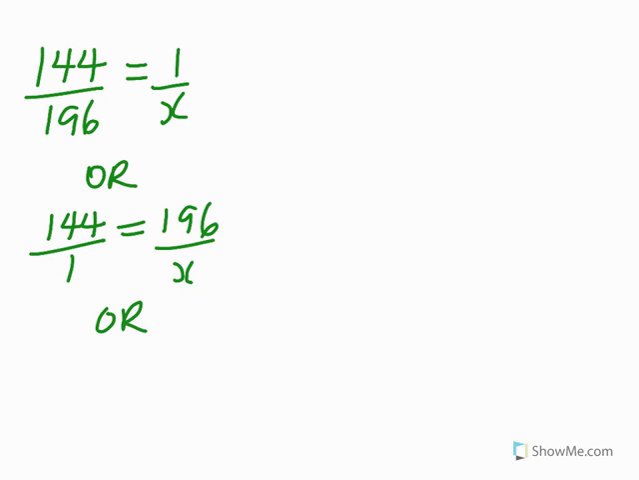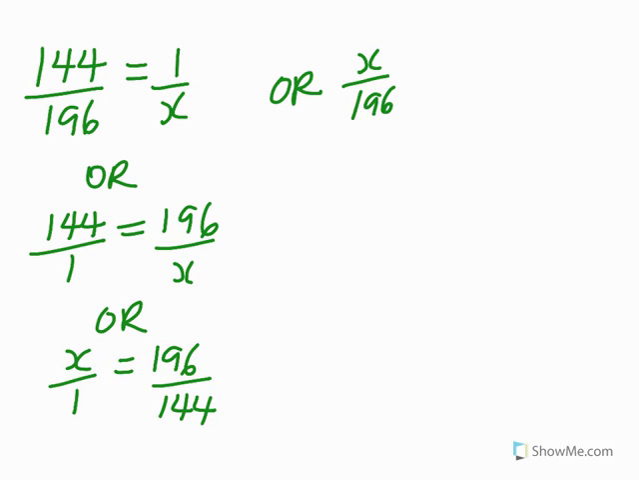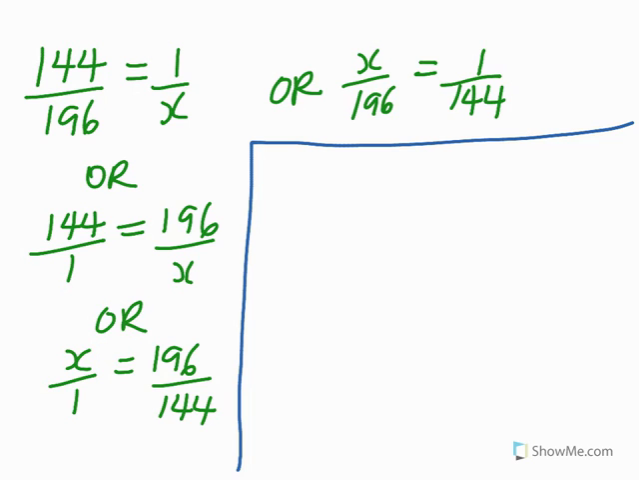Or I can form another proportion and say x over 1 equal to 196 over 144. Or I can form another proportion, x over 196 equal to 1 over 144. So these are the ways you can form a proportion. If you want to learn more about proportions, you can view my videos on proportions. Okay, so you can use any of these 4 proportions and you will still get the same answer.